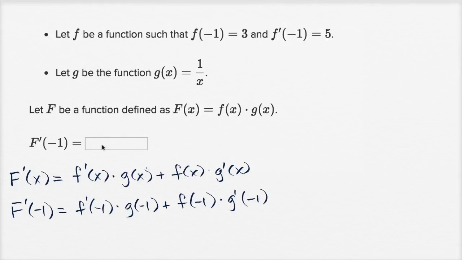Now let's see if we can figure these things out. So do they tell us this anywhere? Can we figure this out? F prime of negative 1. Well, they tell us right over here, f prime of negative 1 is equal to 5. So this is equal to 5.